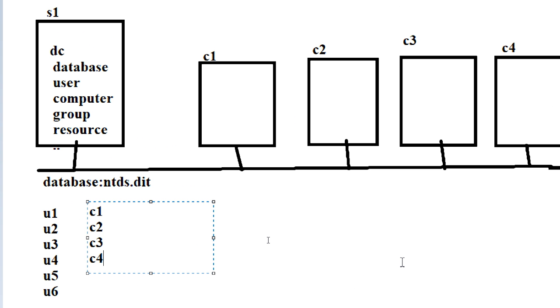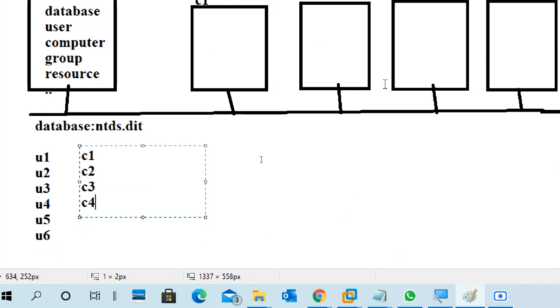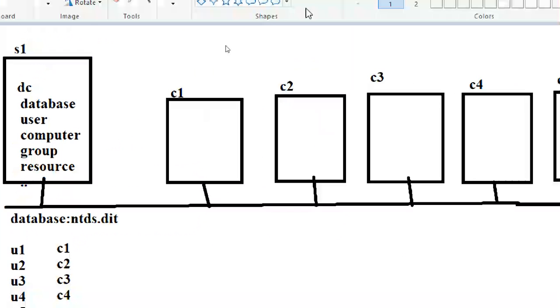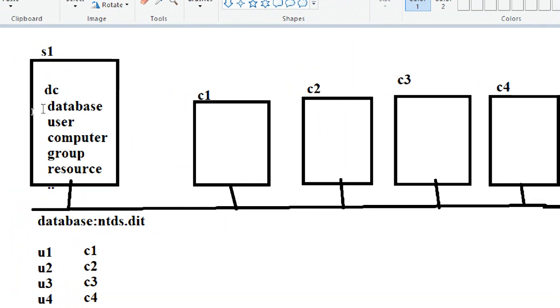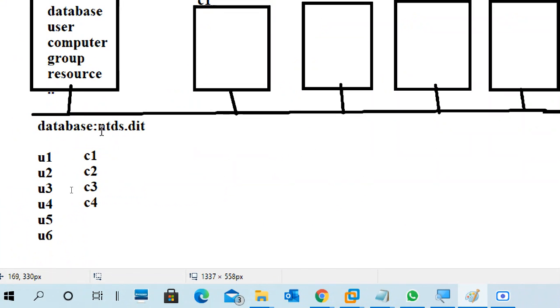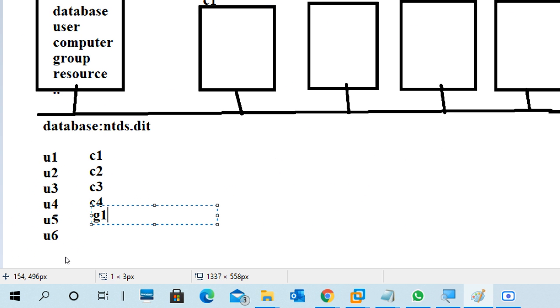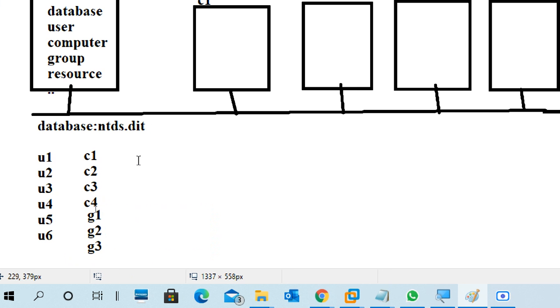So my domain has a database, right? In the database, C1, C2, C3, C4 information is stored. Okay, after adding only, not before. After adding these PCs to the domain, automatically in the domain database C1, C2, C3, C4 information is stored. Of course, if you have group 1, group 2, group 3, printers, scanners, other service accounts, you can store them in the domain database.